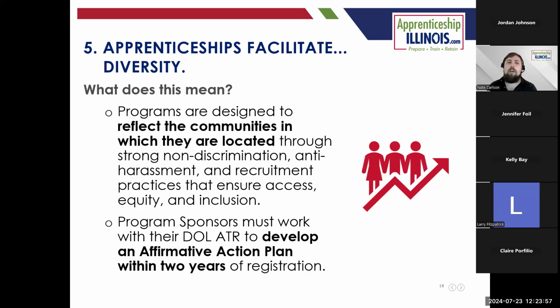Now, a bit of an asterisk on that second bullet point, that is for programs that have 5 apprentices or more. So if you're working with a mom and pop shop and they only have 2 apprentices, they're not going to be required to go through the full affirmative action plan process. If you're working with a larger organization and they have a cohort of 20 apprentices, they're going to need to do it within that 2-year threshold. And our DOL ATRs are really great about helping employers through this process.